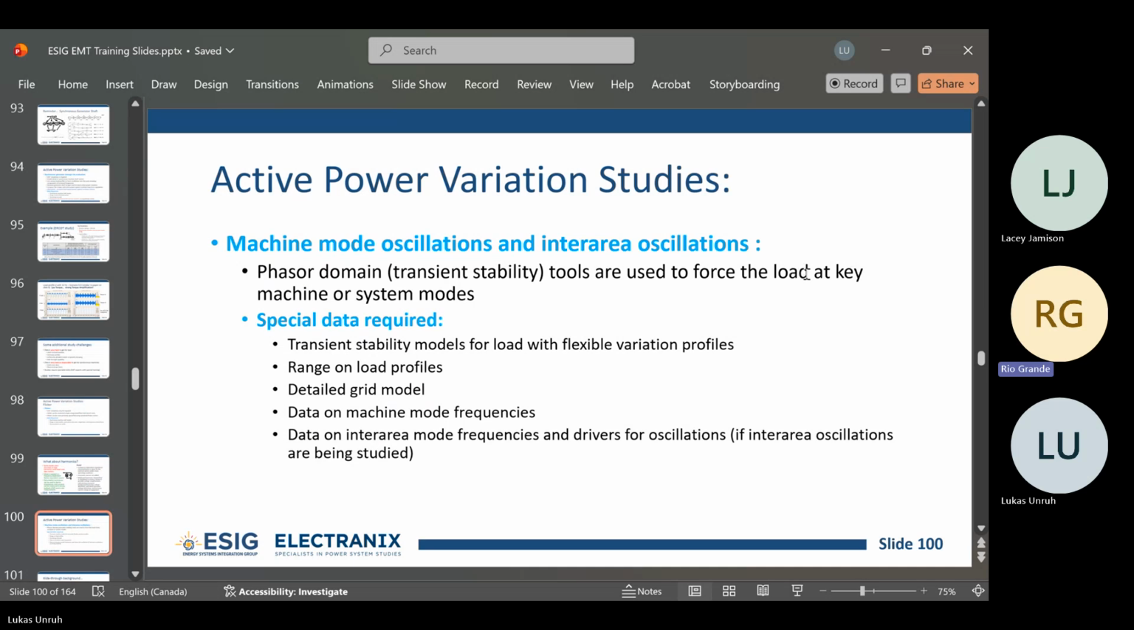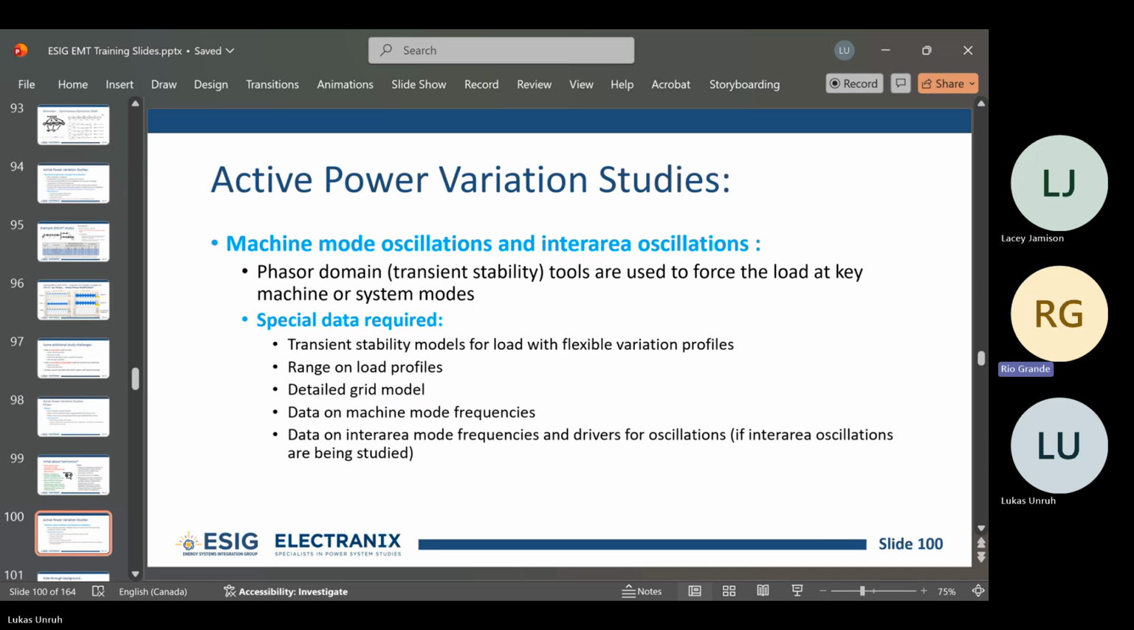So we can also have an impact on machine mode oscillations and inter-area oscillations. Typically here we would suggest folks just use phasor domain tools to study this at key machine or system modes. We know that the phasor domain models are pretty good at representing these machine mode and inter-area mode oscillations. In terms of data, you need transient stability models for the load with flexible load profiles. You can just push that load to perturb at a machine mode or at an area mode and see what impact that has on the system.